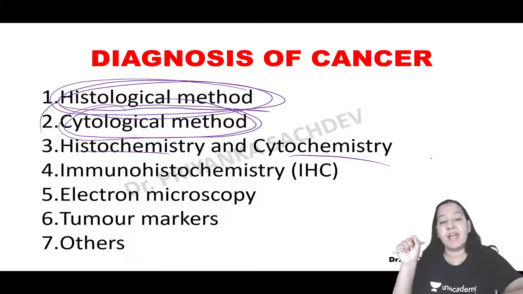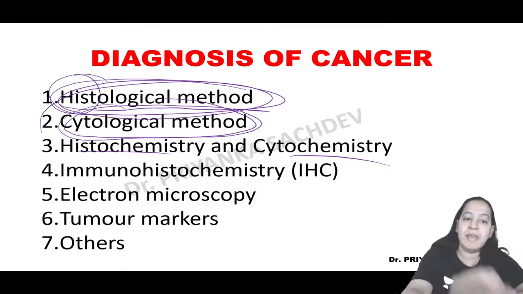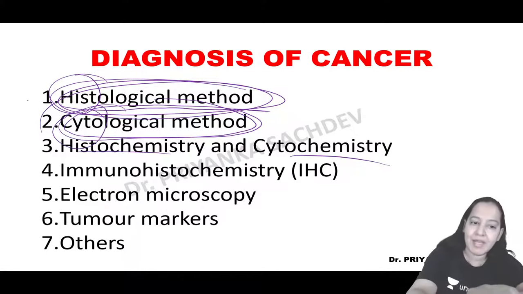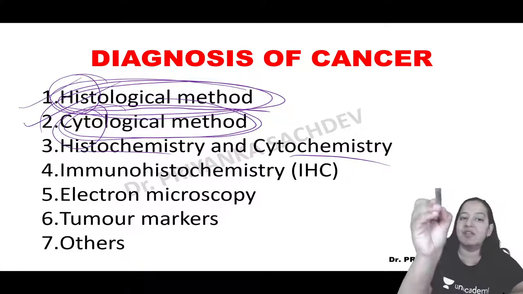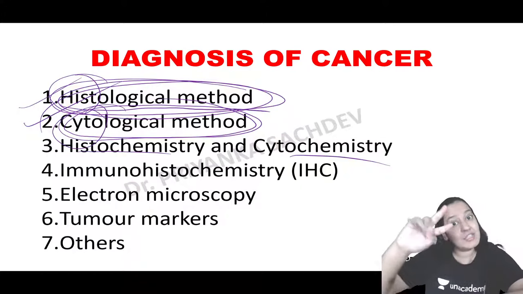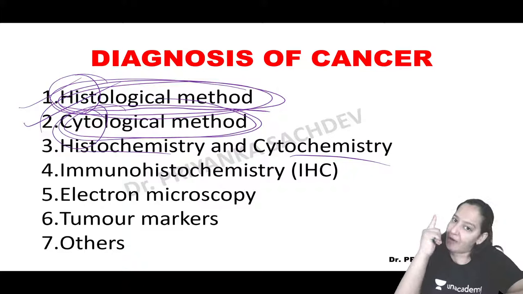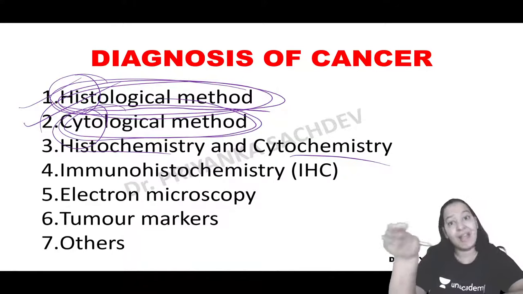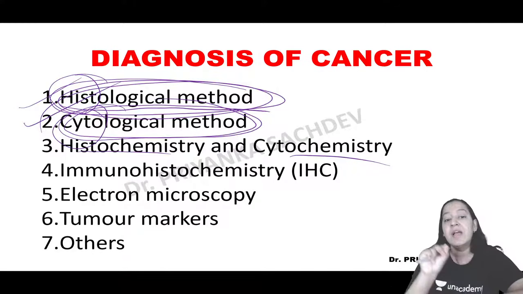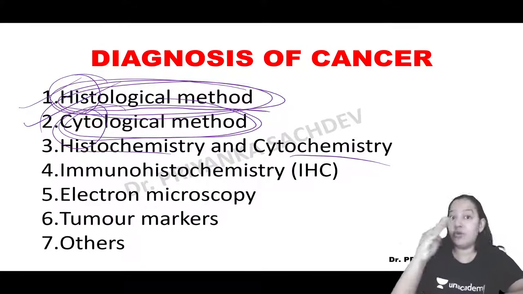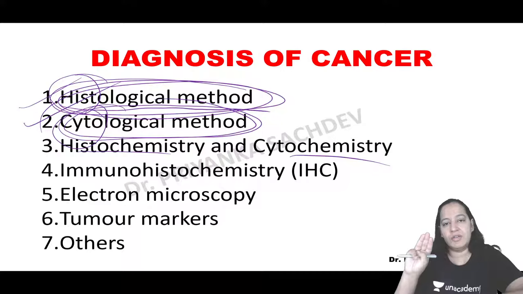The third is histochemistry and cytochemistry. Histology mein histochemistry aya, cytology mein cytochemistry aya. So first make a histology slide, then make a cytology slide, then apply special stains on both of them. So the third investigation is applied. First you have to do histology or cytology, and then you can do special stain on them. The special stain on them is known as chemistry. So histochemistry, cytochemistry. I will tell you the details of all of them.